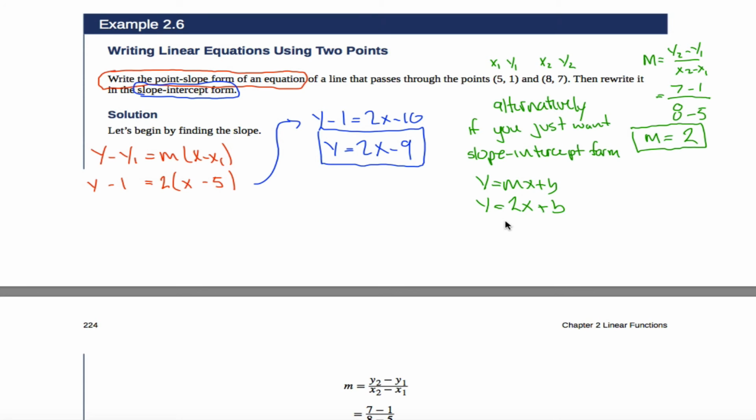And to solve for b, I can take either of these points and plug them in for x and y. So if I take this point, I'd say the y is 1 and the x is 5. So I got 1 is 10 plus b. So therefore b, if I subtract 10 from both sides of the equation, is negative 9. And now I have all the pieces I need to jump to this form right here. So y equals m is 2, x plus b is negative 9. So I get the exact same answer I got before here without going through point-slope form.